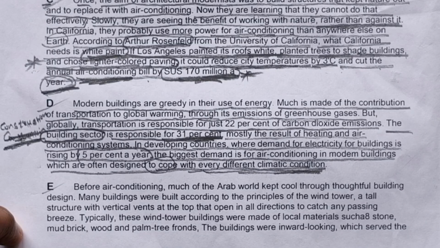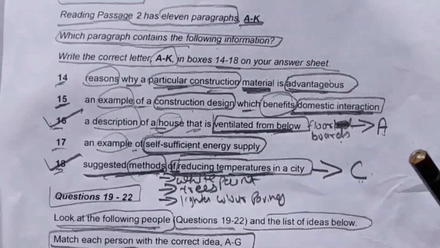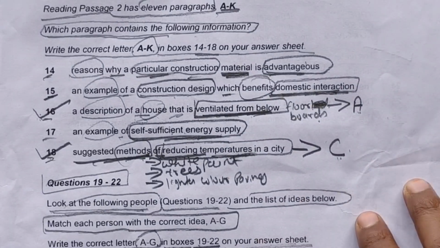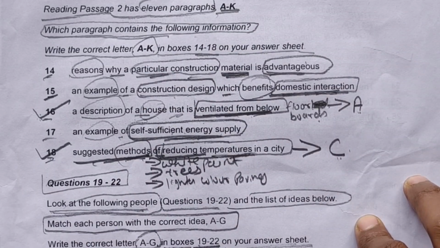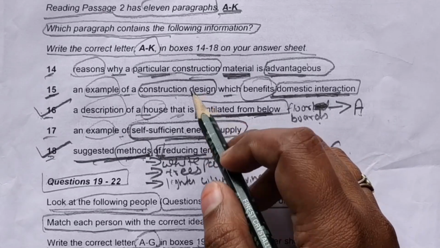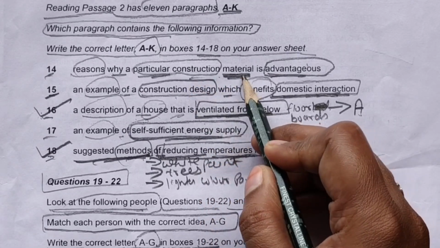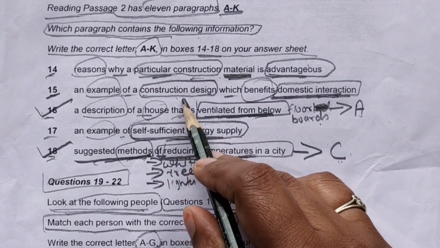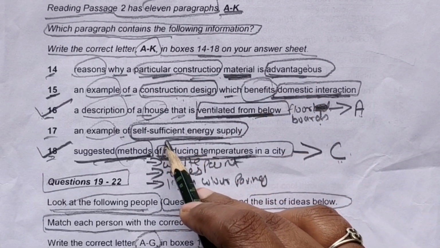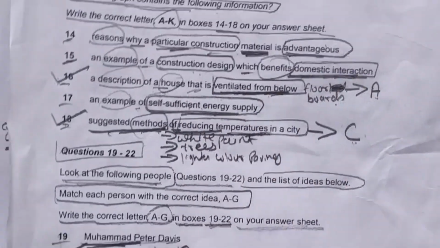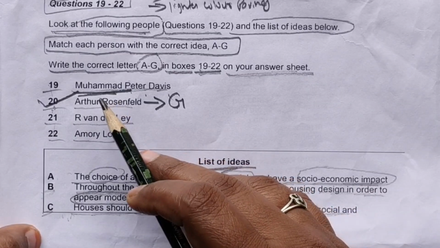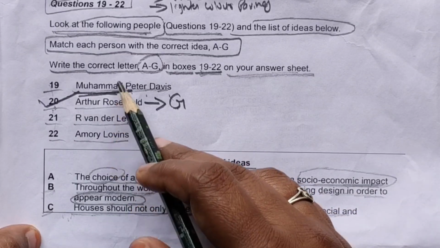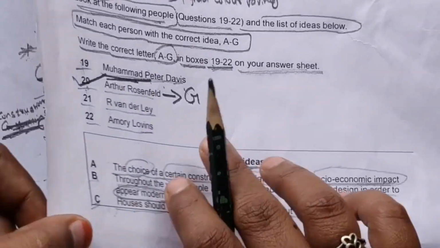Okay, so let's see whether we are getting our answer or not. So in our first question type, let's see. Here they are talking about the particular material which we have not seen. Construction design also we have not seen, and self-sufficient energy, this also we have not seen in this paragraph. And we have not seen any of these persons in this paragraph.